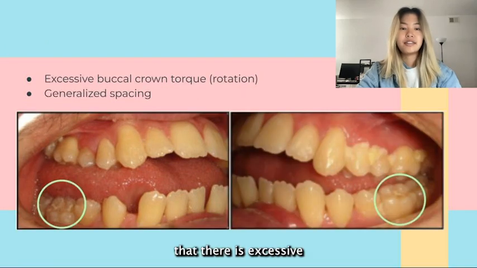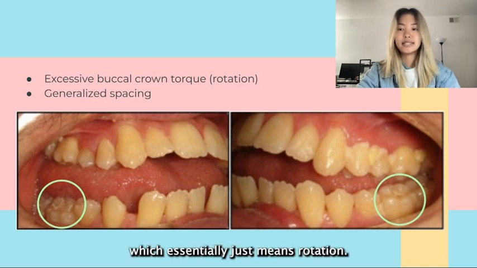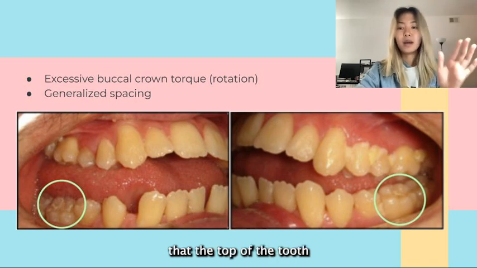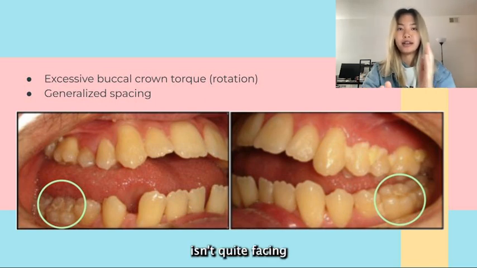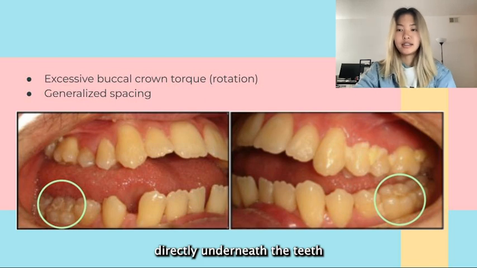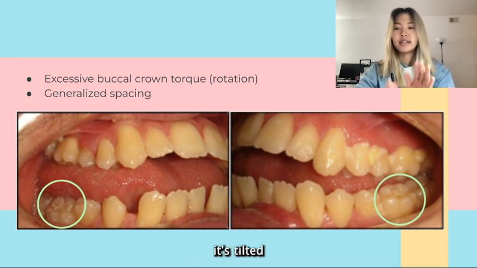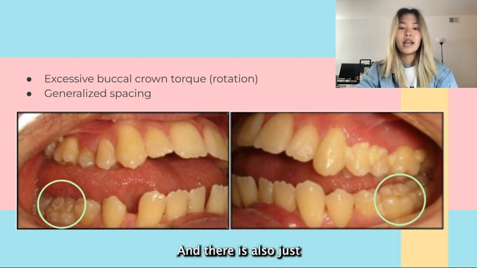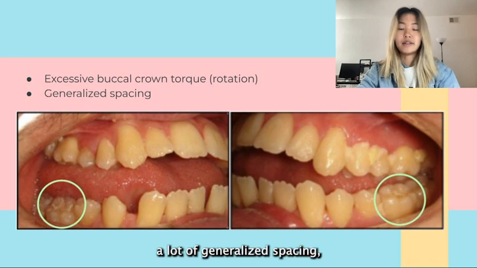We also see that there's excessive buccal crown torque, which essentially just means rotation. And we can see by the teeth that are circled in green that the top of the tooth isn't quite facing directly underneath the teeth on the upper jaw. It's tilted outwards towards his cheek, which is going to affect the way that it feels when he closes his mouth and smiles. And there is also just a lot of generalized spacing, as we can see in the photo.